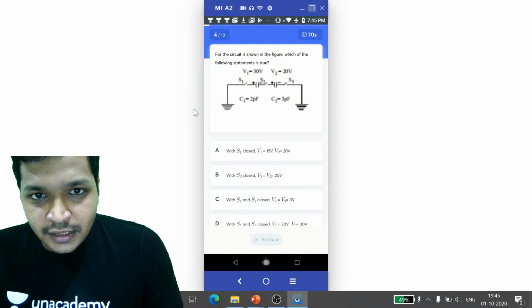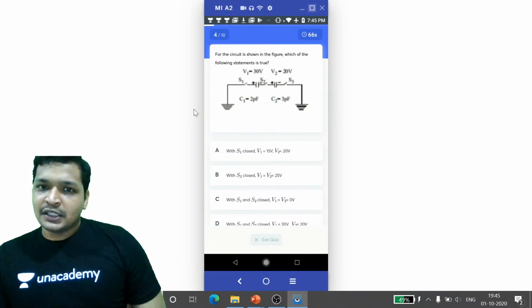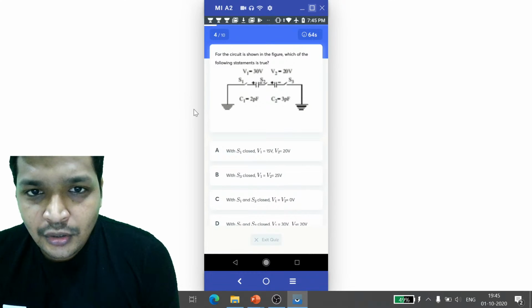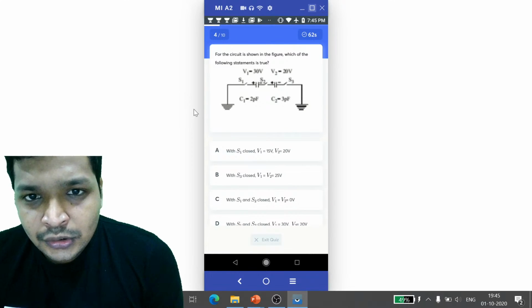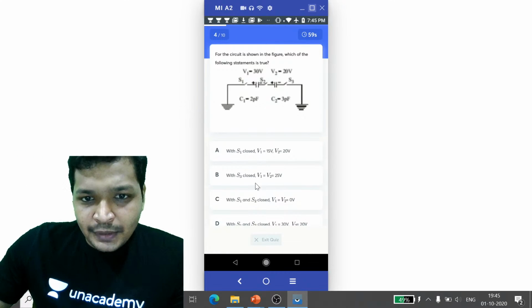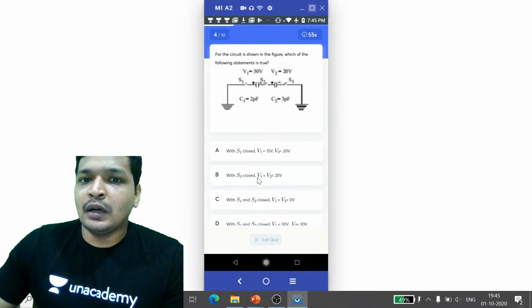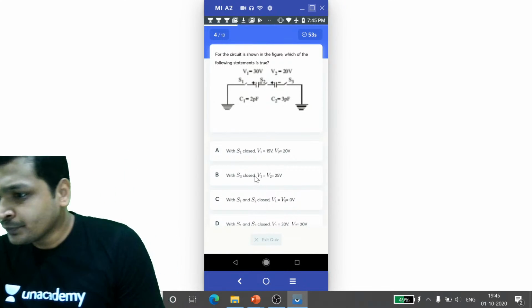Whether it is the same one, I think the capacitances might have changed. All right, so what is being asked? There are multiple switches in this, so carefully think about this question.